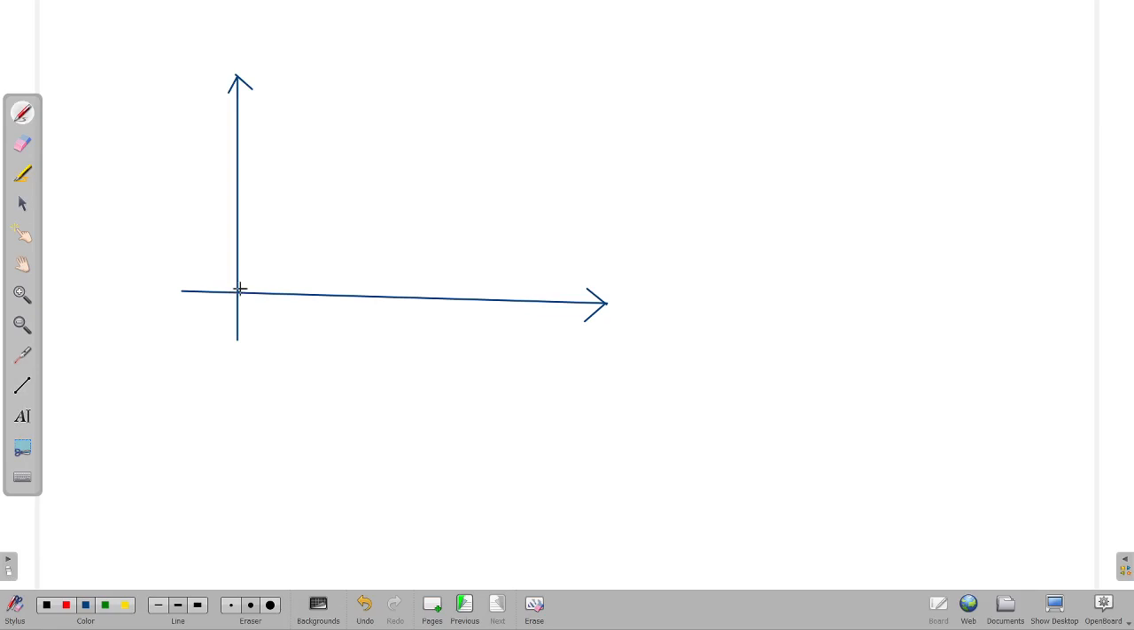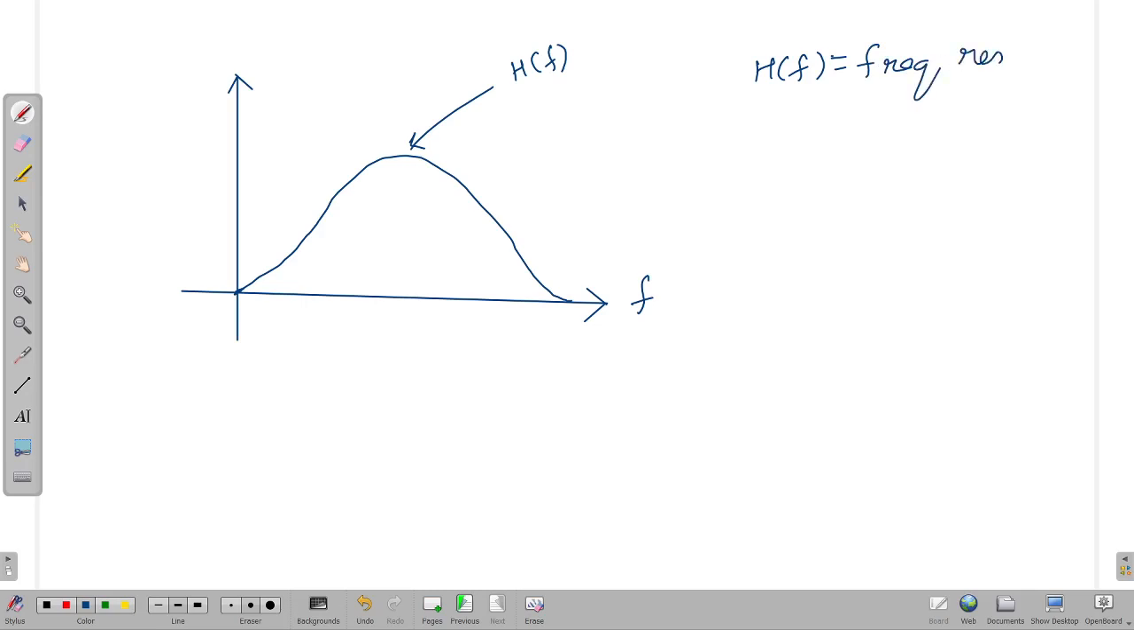Let's say the channel is like this. Now I'm seeing it from the frequency domain. So this is the frequency response of the channel, that is H of f. H of f is the frequency response of the channel.